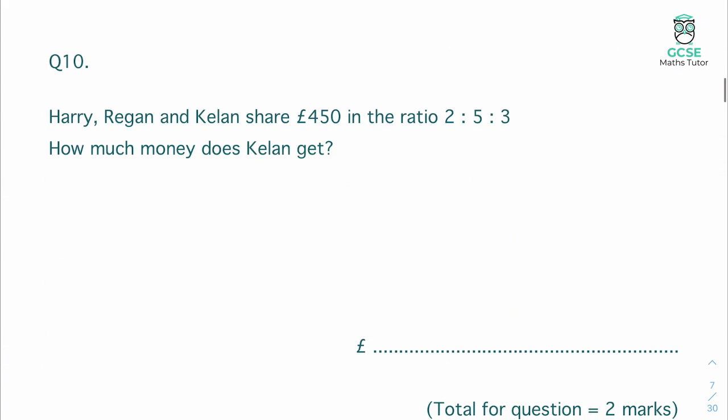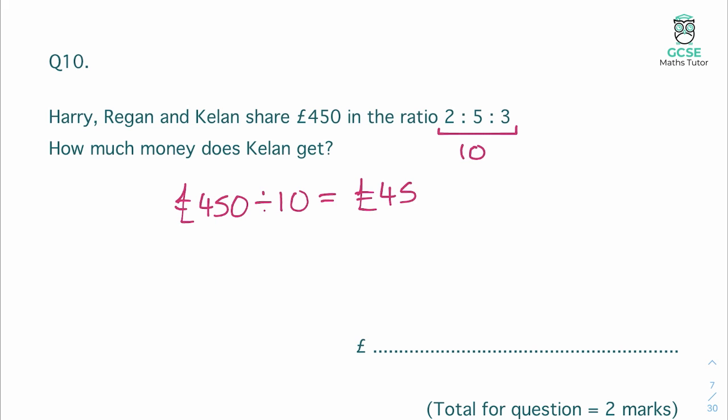Okay, on to question 10, we are sharing in a ratio. So Harry, Regan and Keelan share £450 in the ratio 2:5:3. How much does Keelan get? So if we share this out, we want to know what's the total of our ratio here. So if we add that together in total, that's 10. 2 add 5 is 7, add the 3 is 10. So I'd want to start by doing £450 divided by 10 to see how much one part is worth, and that comes out as £45.